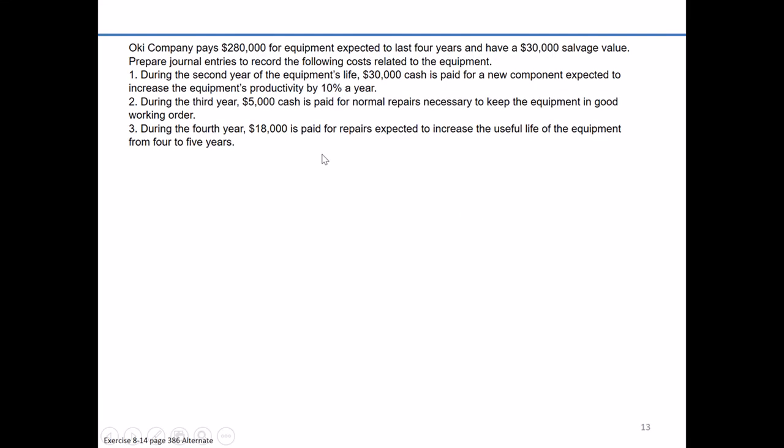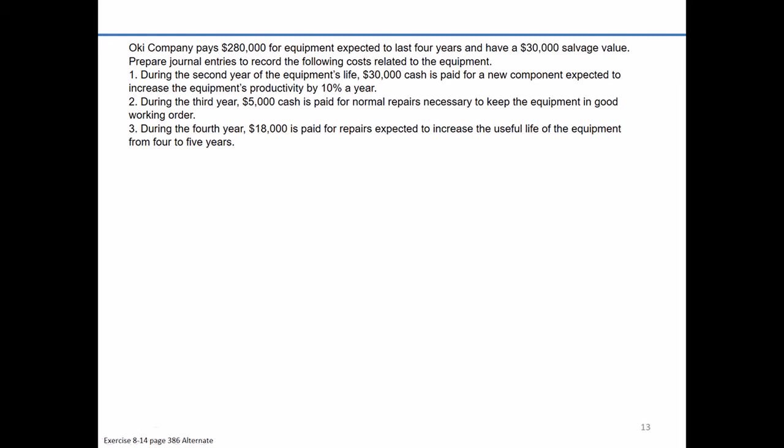In the alternate version of exercise 8-14, we're presented with a scenario where Ogie Company has purchased equipment for $280,000 that is expected to last them 4 years. Now, we're not worried about the journal entry to record the purchase of the equipment, nor are we worried about depreciation. We've already tackled depreciation in past videos. What we're concerned with is some additional cost over that 4-year life that we incur related to the equipment.